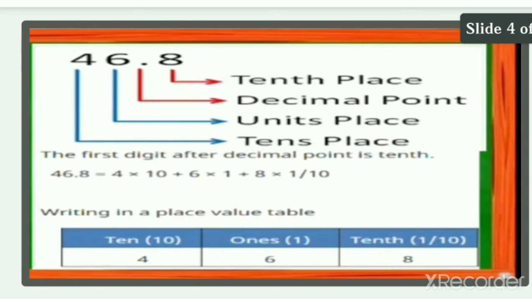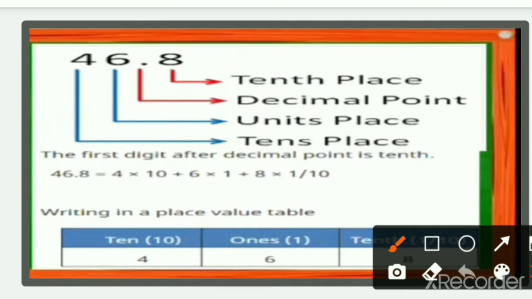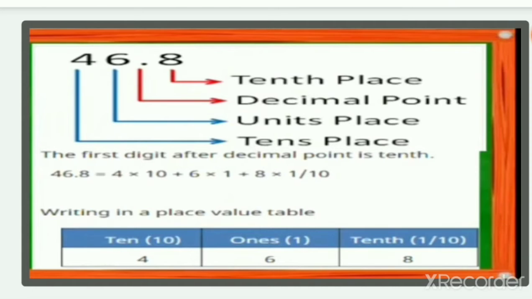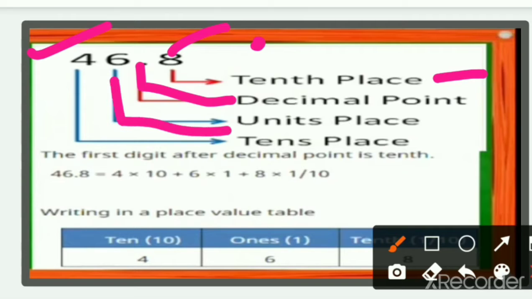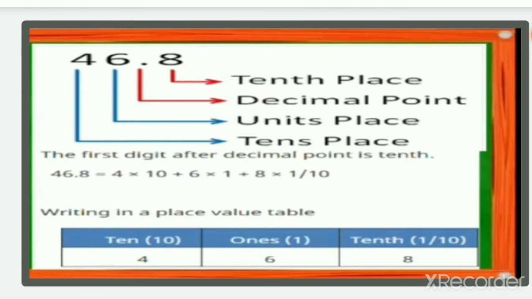Now moving to this, we have already discussed that if it is 46.8, the digit after the decimal point is the tenths place. In front of the decimal point we have the units place, or you can say the ones place. In front of the ones place we have the tens place, right? Yes, very good.